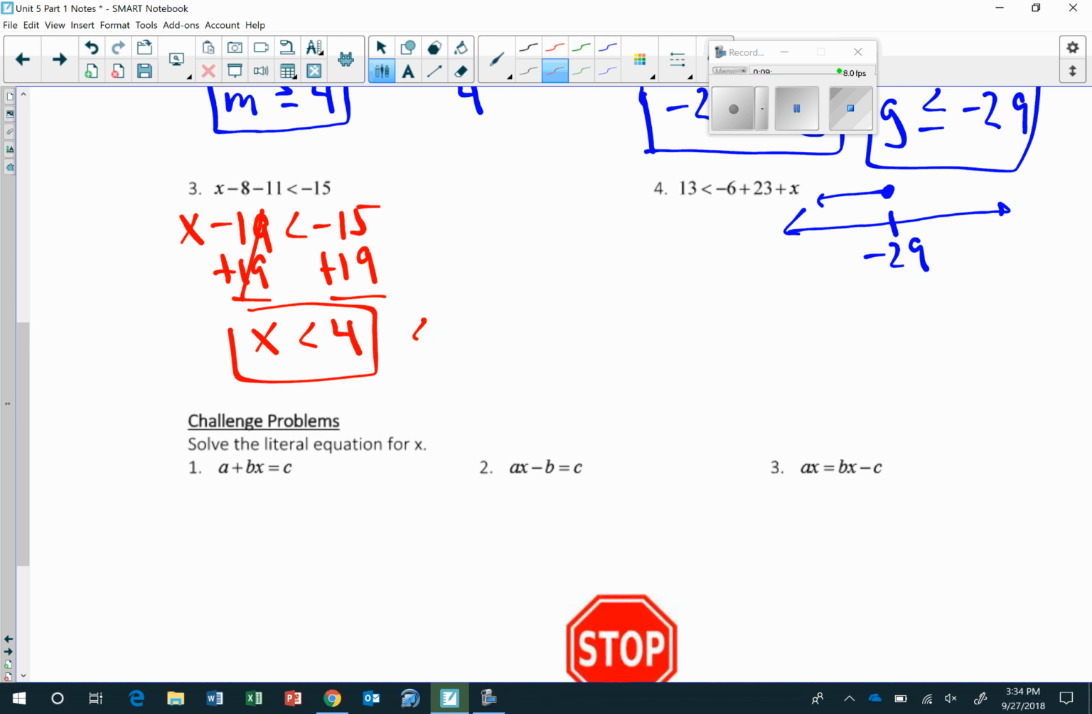Now to graph that, I would put 4 on the number line. It's x is less than 4. There's no equal to part, so I'm going to have an open circle. Less than tells me to draw my arrow to the left.